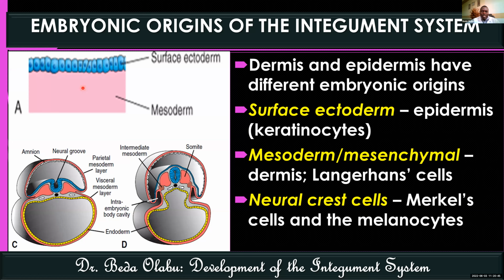Apart from mesenchyme and surface ectoderm, neural crest cells also participate in formation of the skin. In particular, the cells of neural crest migrate and invade the developing skin. They contribute to forming the melanocytes of the skin, which are the pigment-forming cells of the skin, but they also contribute to formation of the Merkel cells of the skin. Remember, the Merkel cells of the skin are tactile receptor cells, especially in conjunction with the nerve terminals, which constitute what we call the Merkel's discs, which are tactile receptors.